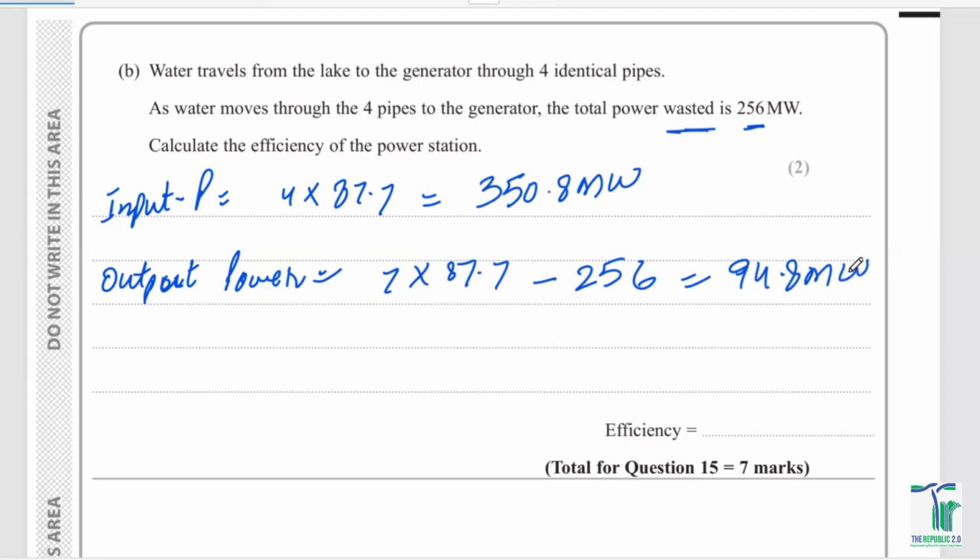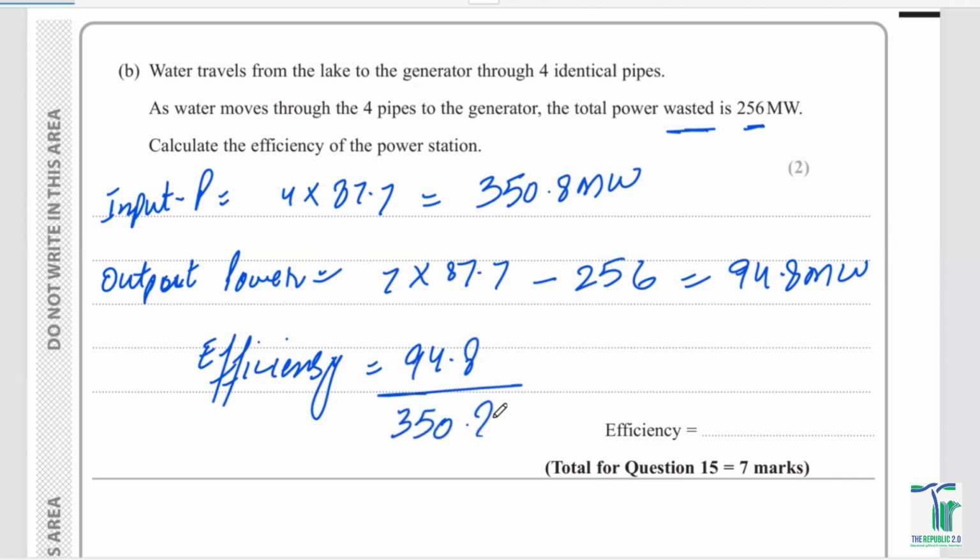And output power over here is going to give me something like 94.8 megawatts. Since I need to calculate the efficiency, efficiency has to be 94.8 divided by 350.8 times 100.